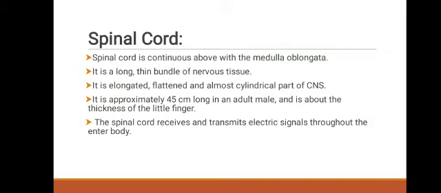First one, what is the spinal cord? The spinal cord is continuous above with the medulla oblongata. It is a long thin bundle of nervous tissue. It is an elongated, flattened and almost cylindrical part of the CNS. It is approximately 45 cm long in an adult male and about the thickness of a little finger. The spinal cord receives and transmits electrical signals throughout the entire body.